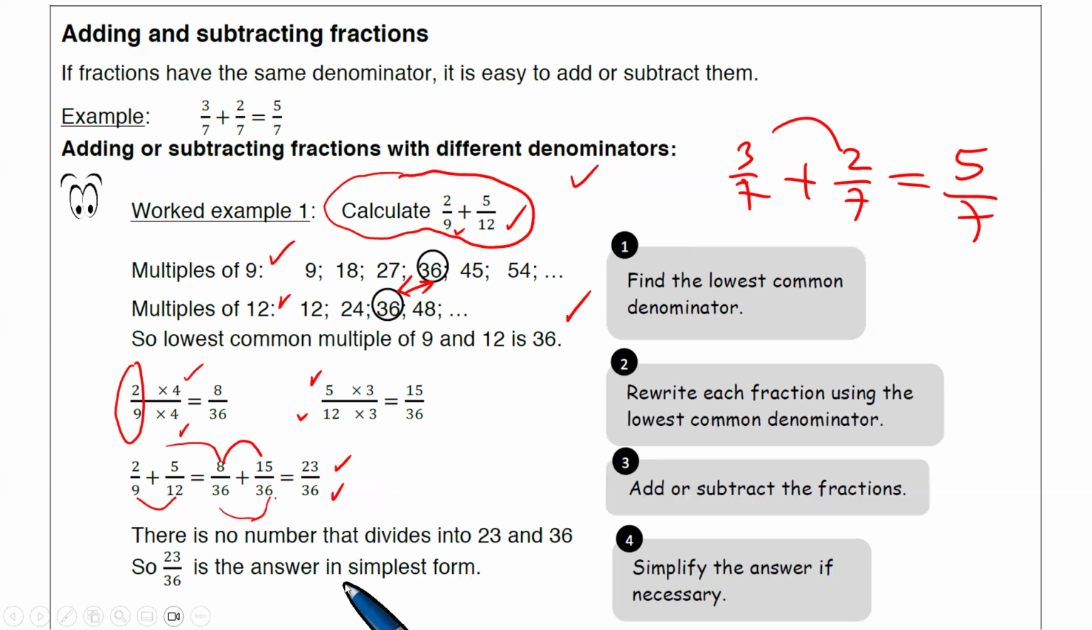There's no number that divides into both 23 and 36. So 23/36 is the answer in simplest form. Okay, we're good. So 23 out of 36 cannot be simplified any further. Let's move on.